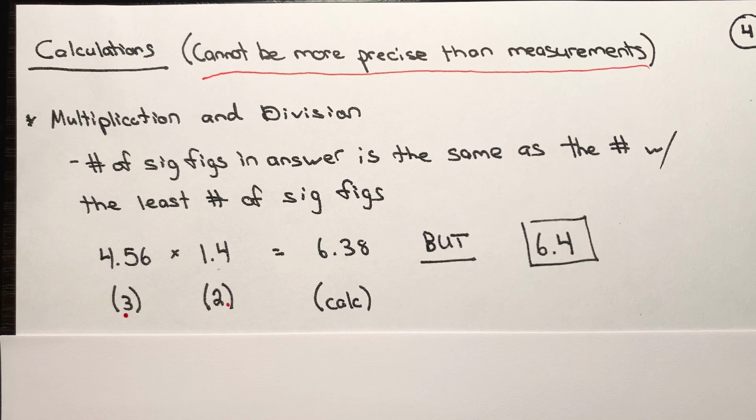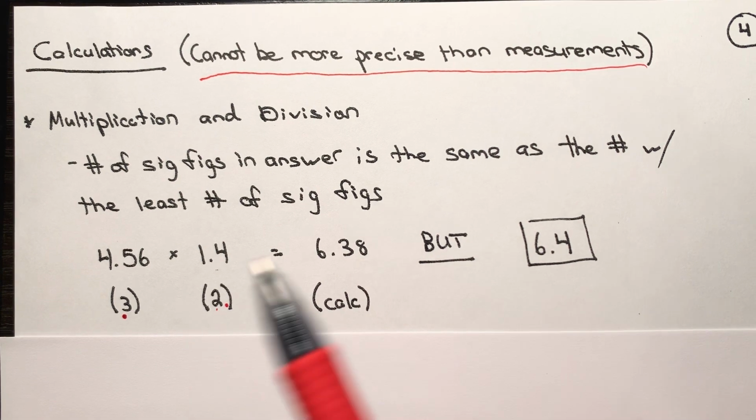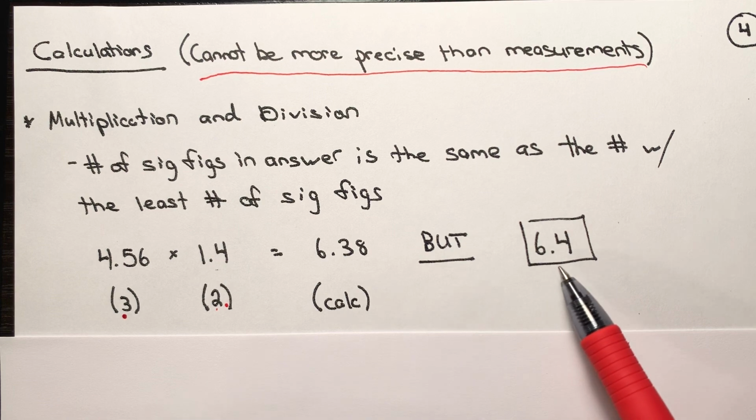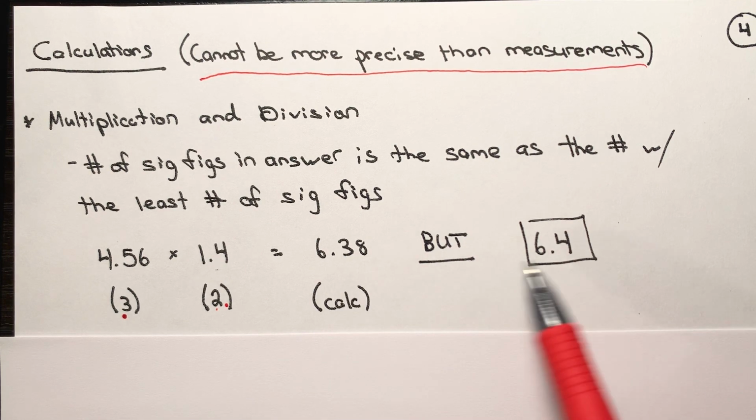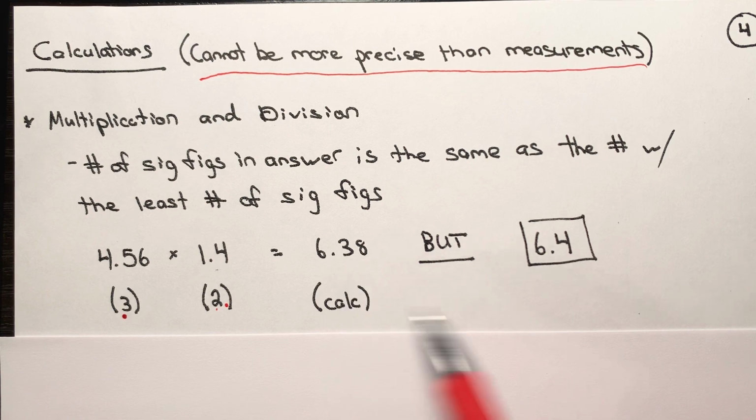Okay, but in this class, again, you're essentially communicating how good your data is, right? And so this rounding matters. And so because we are limited by the 1.4 as having 2 significant figures, our final answer can only have 2 significant figures. So we have to limit ourselves to the tenths place. 6.38, we will round up to 6.4, okay?